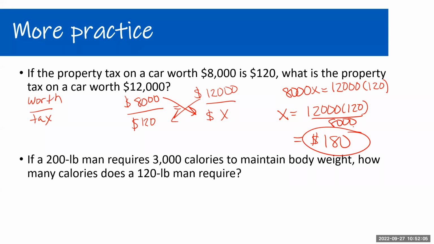Now, if a 200-pound man requires 3,000 calories to maintain body weight, how many calories does a 120-pound man require? Obviously, there are a lot of extraneous factors we're willing to overlook here, but we can still get the idea. We can say, okay, we're going to say 200 pounds requires 3,000 calories.